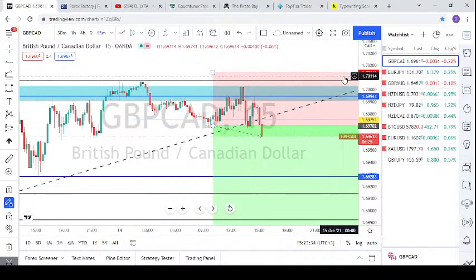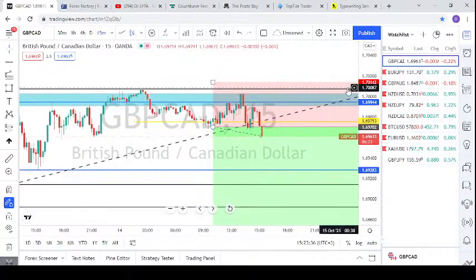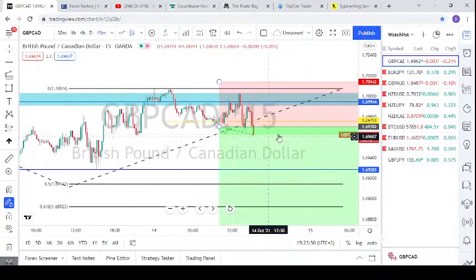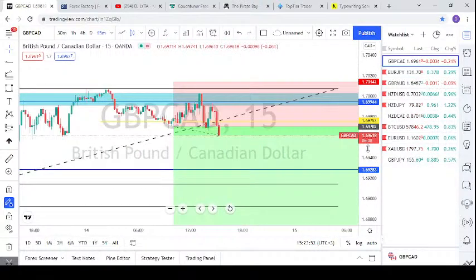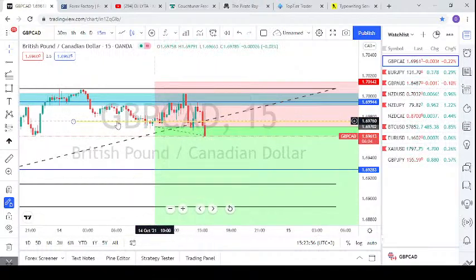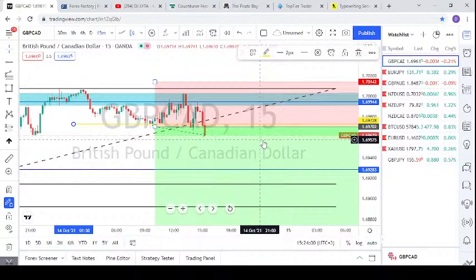So let's wait another 6 minutes and see what happens. Nice close below, actually. This is a nice close below this area. Let's see, another 6 minutes.